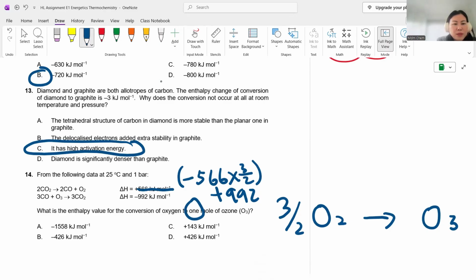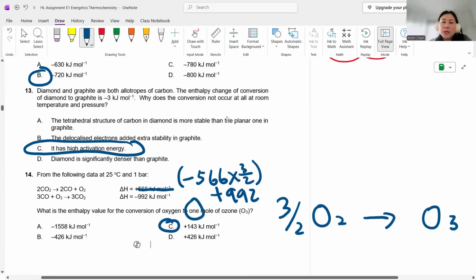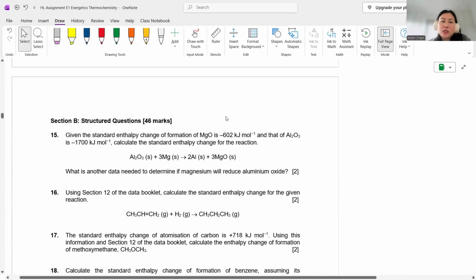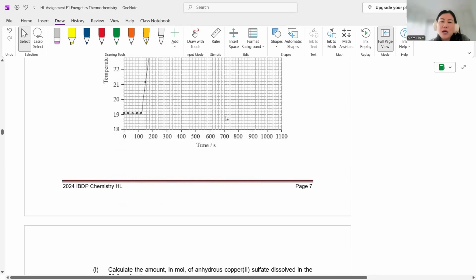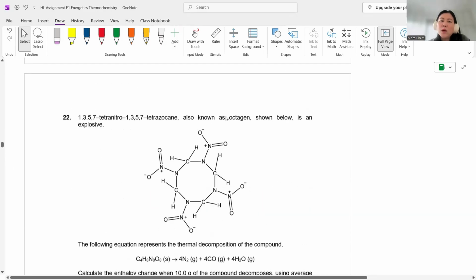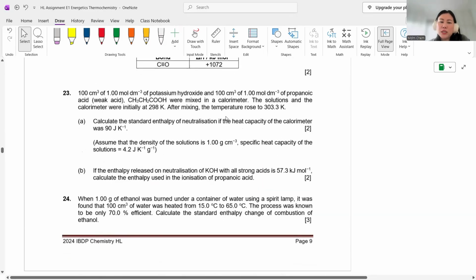And then you see what do you get? I'll get 143. C as the answer. Okay, so that's for the MCQ section. So then later we'll be looking at the structured questions. It's really quite long for the structured question.